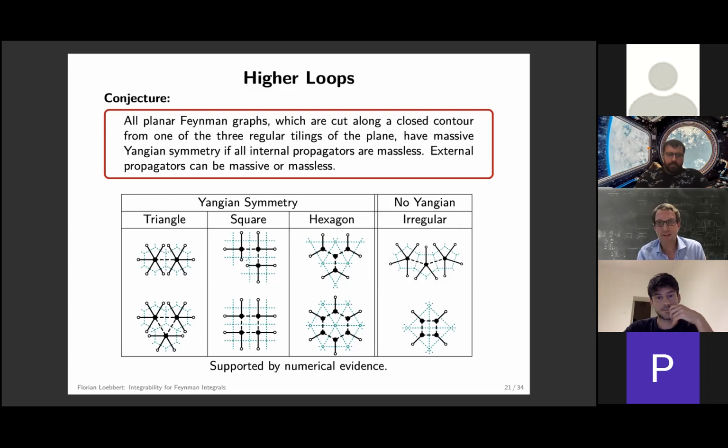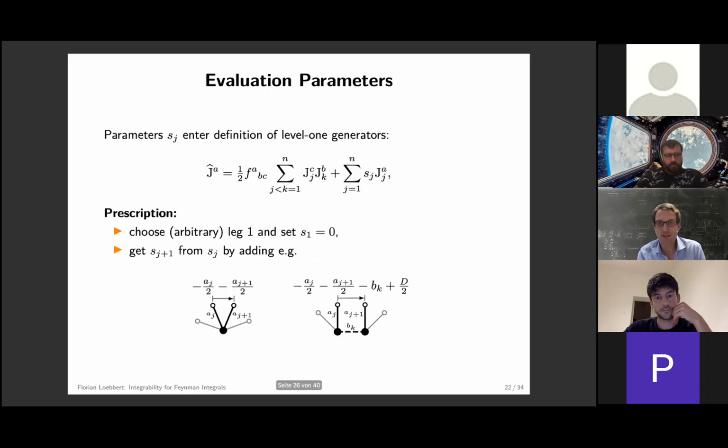So one thing I haven't yet told you is one ingredient of these Yangian generators, namely this evaluation parameter here, which relates to these inhomogeneities of the monodromy we've seen before. And these evaluation parameters are fixed by looking at the graph. So you pick one arbitrary leg and set the evaluation parameter to zero. And then you can walk clockwise around the Feynman graph and obtain the other evaluation parameters by these rules here.